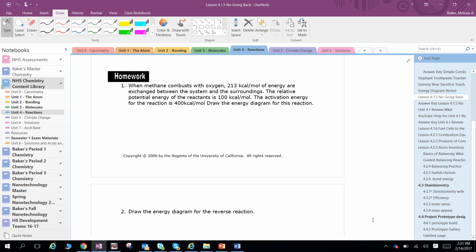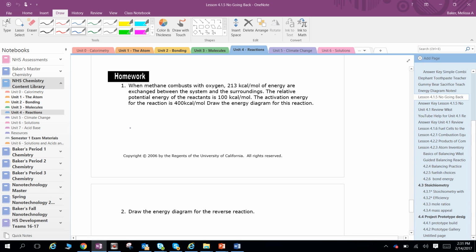So it says, when methane combusts with oxygen, there is a release of energy of 213 kilocalories per mole between the system and the surroundings. And then it gives you a number you don't really need. It says the potential energy of the reactants is 100 kilocalories per mole. It says the activation energy, which is important, is 400 kilocalories per mole. The activation energy tells you how much energy is needed to break the bonds of the reactants and get the reaction going. So we have everything we need.